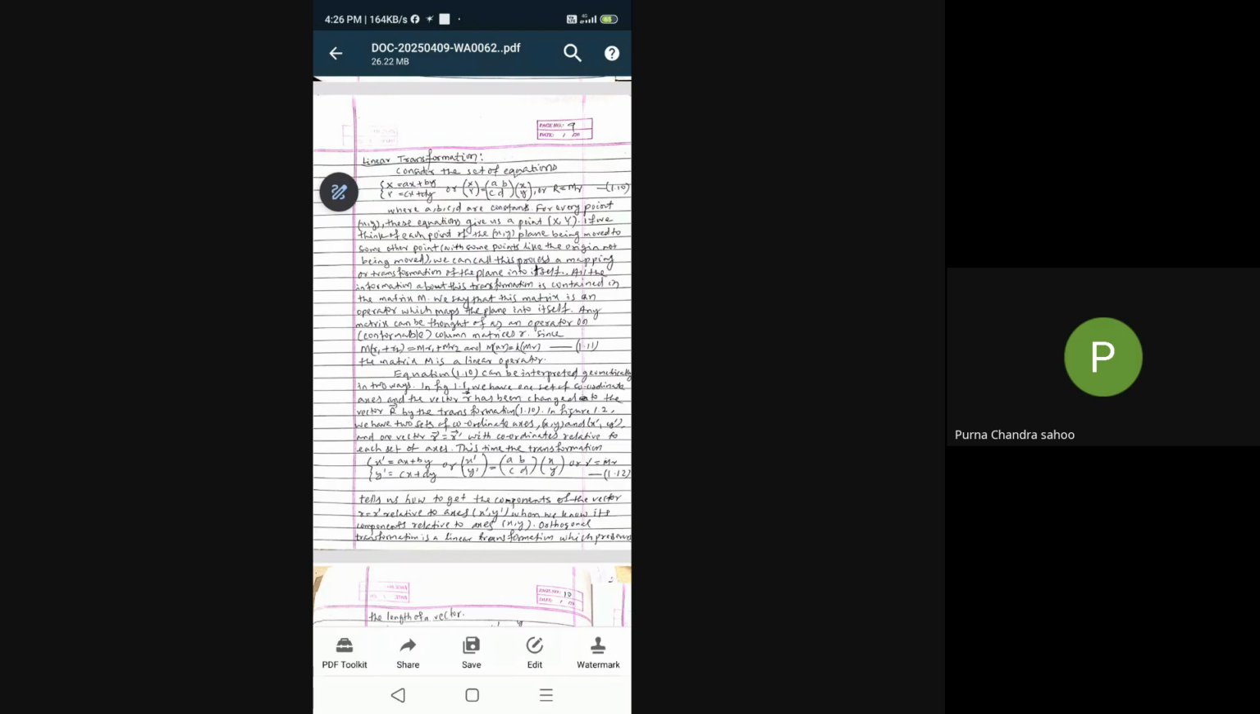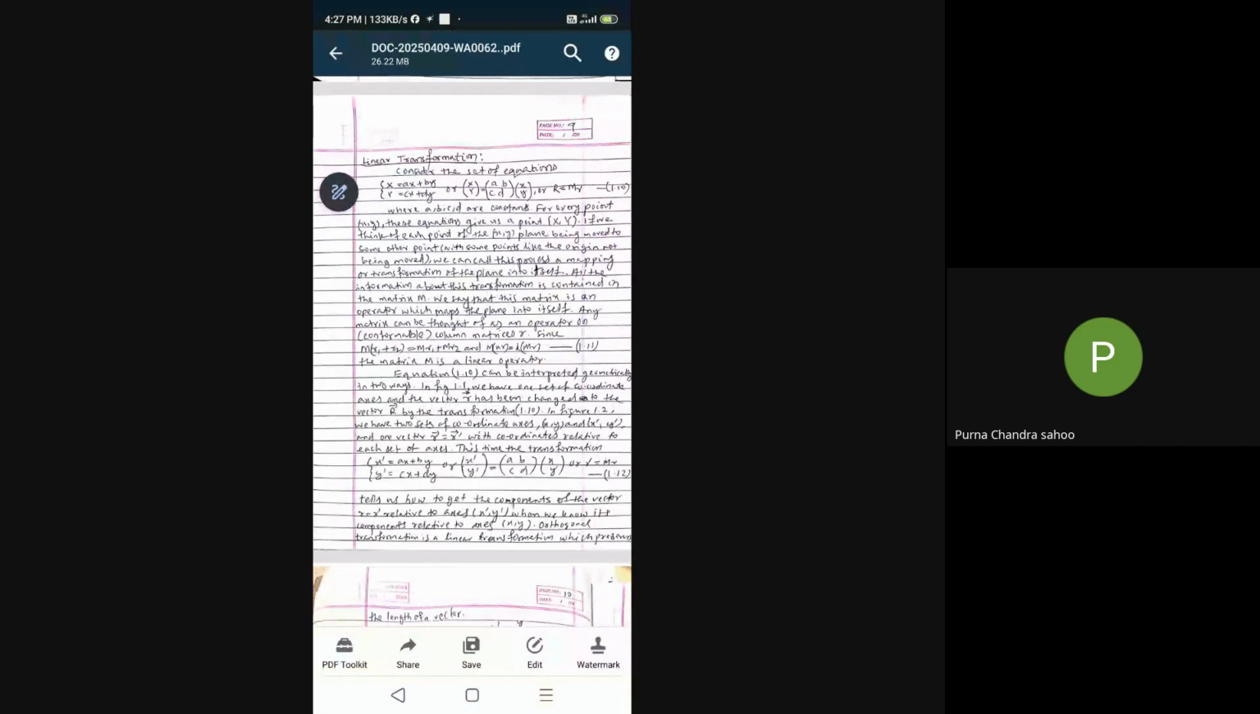So, for every point (x, y), this equation gives us a point (X, Y). If we think of each point of the x-y plane being moved to some other point, with some points like the origin not being moved, we can call this process a mapping or transformation of the plane into itself. All the information about this transformation is contained in the matrix M. We can say that this matrix is an operator which maps the plane into itself.